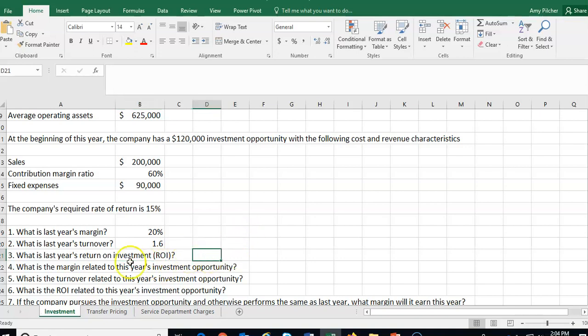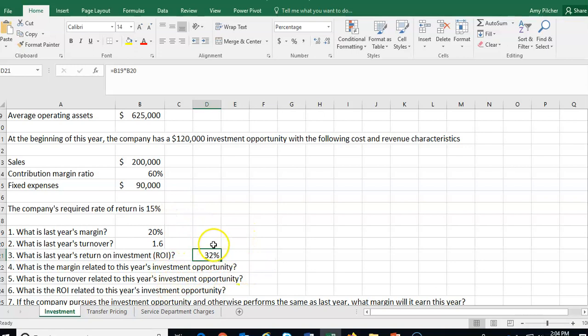Our return on investment is the profit margin times the asset turnover ratio. Take our profit margin of 20% times our asset turnover ratio of 1.6. That gives us a return on investment, or ROI, of 32%. That is well above our minimum required rate of return of 15%. So this division is performing above our minimum required rate.